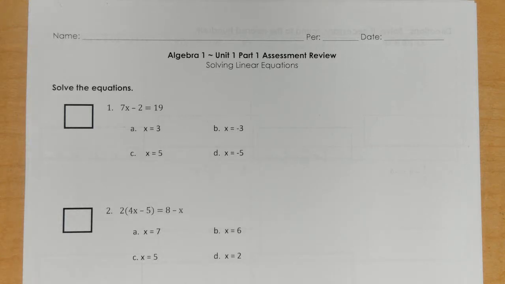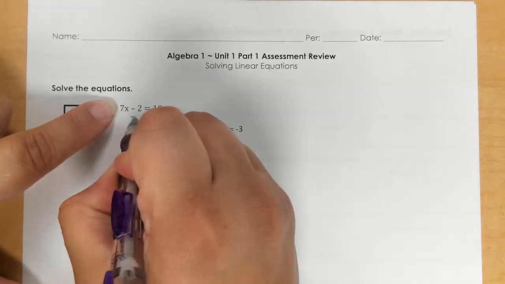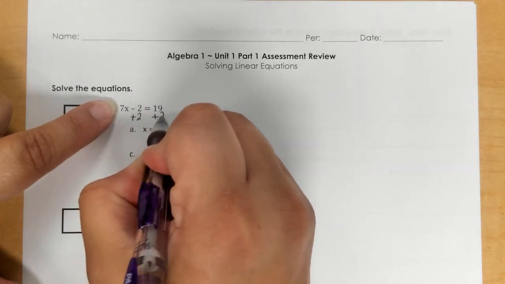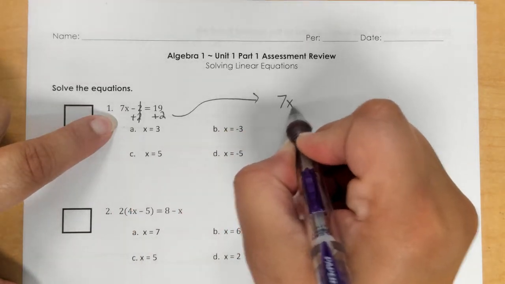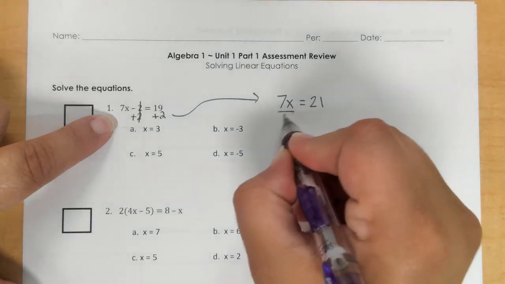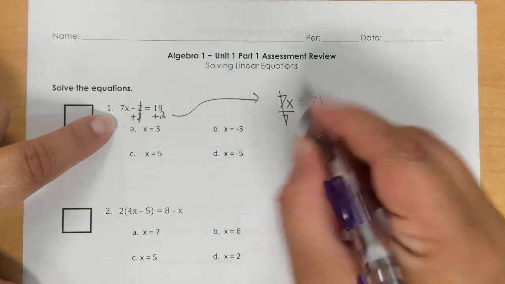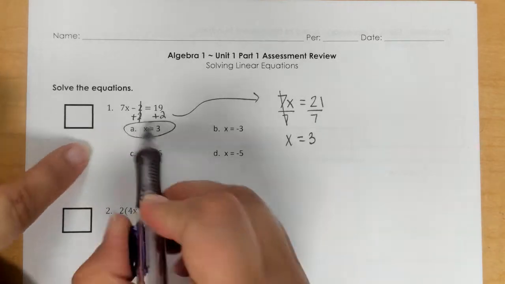For the Unit 1, Part 1 Assessment Review, I'm going to go over the questions about equations. So for number 1, it's multiple choice. For this one, it's a two-step. I would add 2 to both sides of the equation. I would get 7x equals 21. Divide by 7, and x equals 3. So that would be letter A.